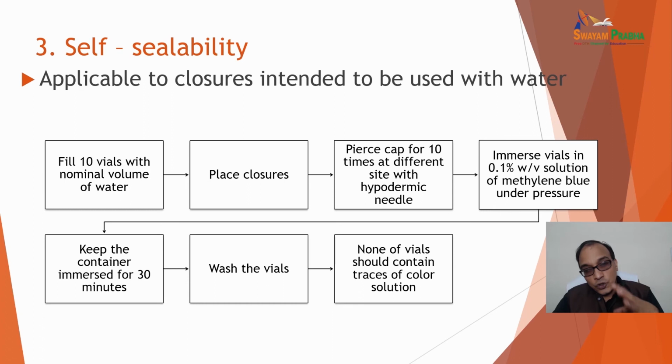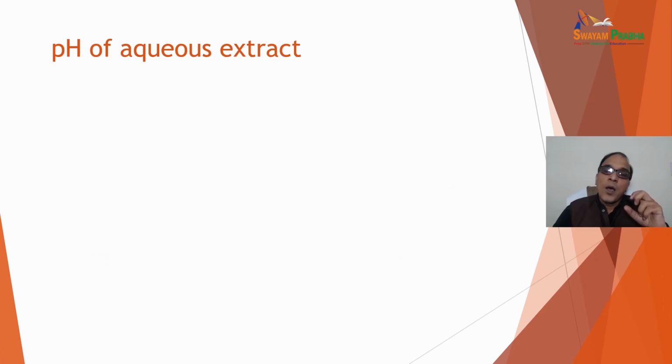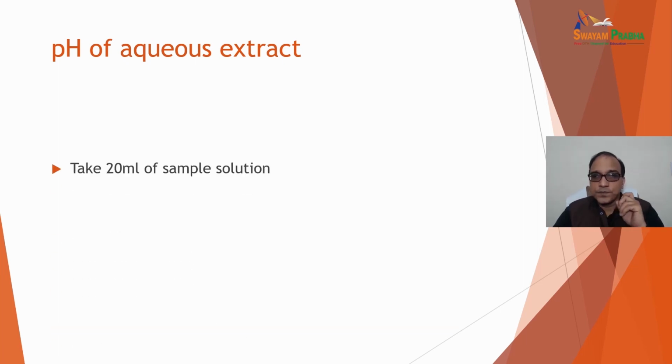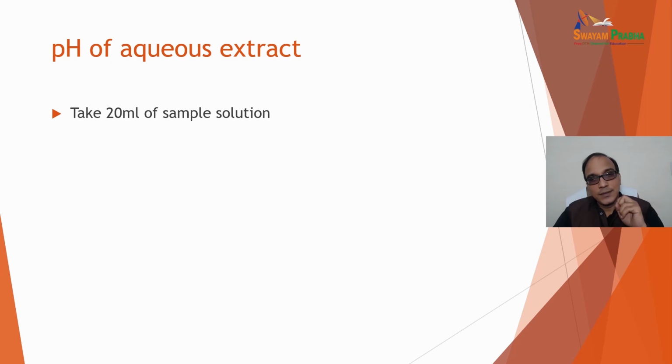None of the vials should contain traces of the color solution. Obviously, the color solution should not enter into the vials. So this is the way by which we can assess self-sealability. Next, pH of aqueous extract. This is another QC test for closures. How are we going to do this?